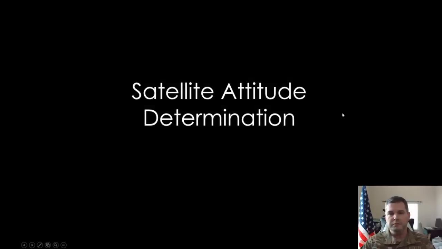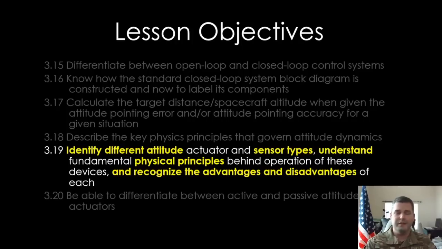All right, so satellite attitude determination, right? How do we know that we're looking in the wrong direction if we don't know where we're looking, right? So there are various subsystems or types of components that we can use to do this. And the learning objective is to actually know and be able to identify the various types, the advantages and disadvantages of each. Right?